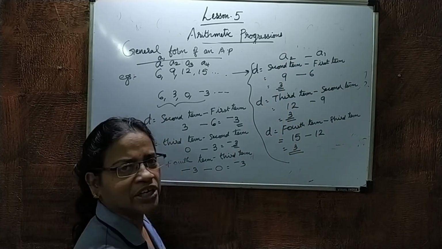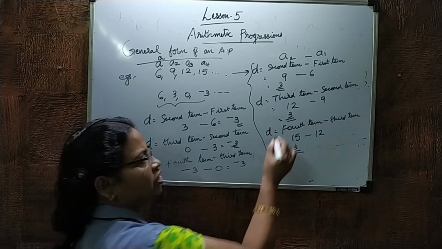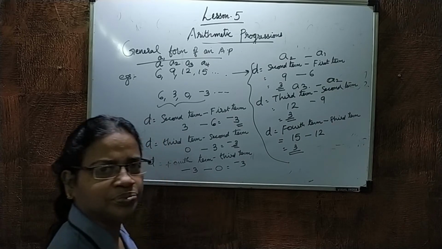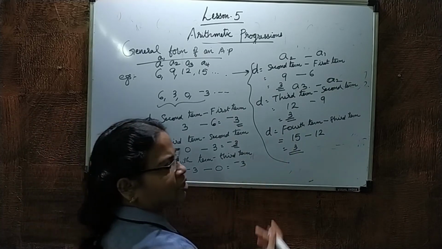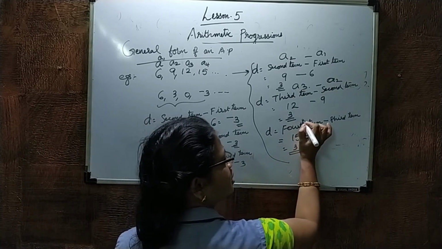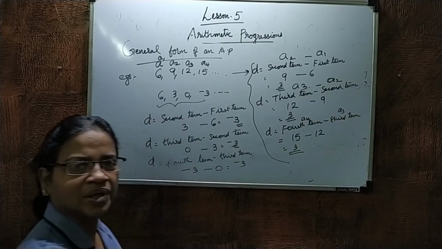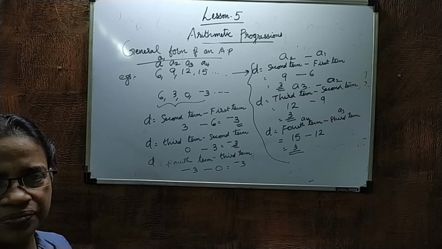What is this one? How will you write it? Third term minus second term. It is A3 minus A2. What are the next one? Fourth term minus third term. Fourth term means it is A4 minus A3. That will be the common difference.